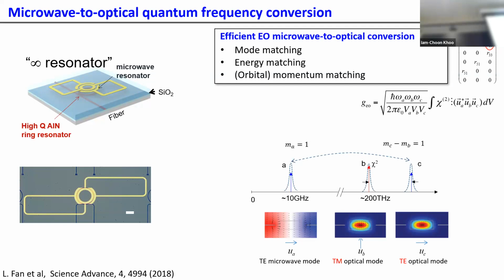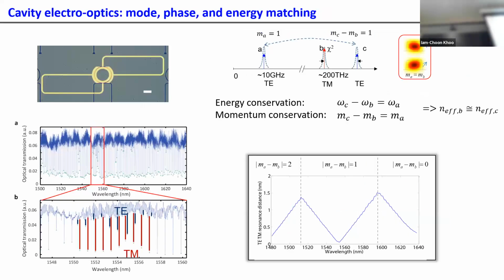So we know that microwave does not have much momentum. If you just want these two optical modes to have the same momentum, you have a problem: these two modes have too much coupling. So the intention is to have these two optical modes have a momentum mismatch by 1. In this way, they are not a perfect match.